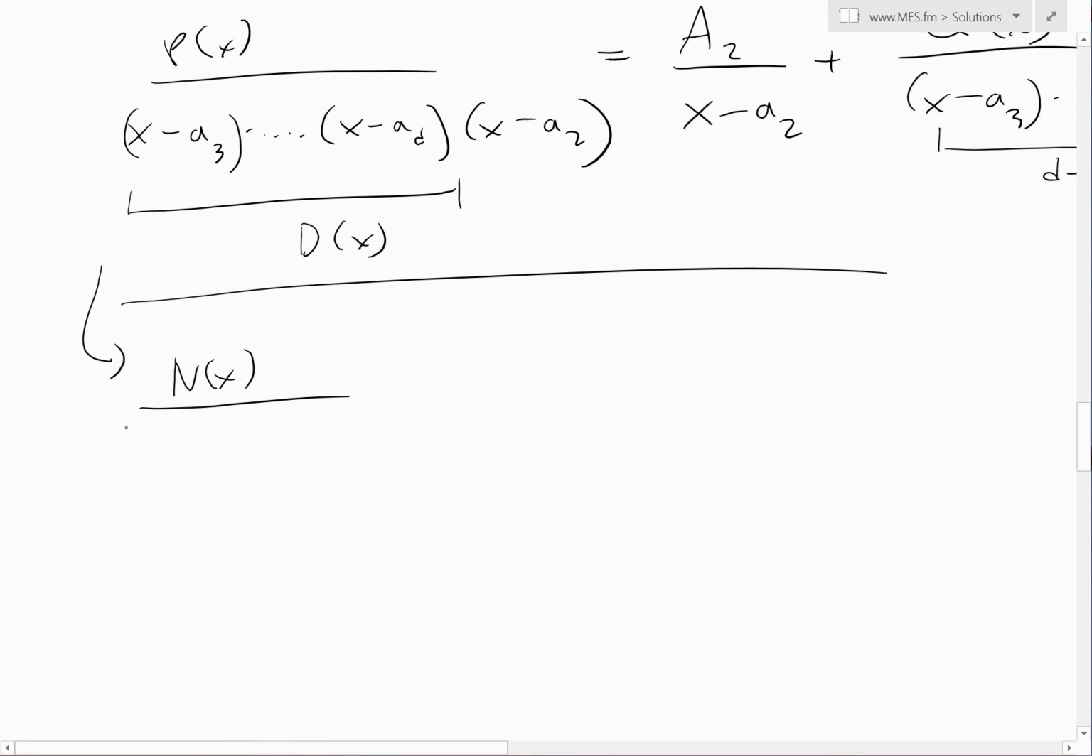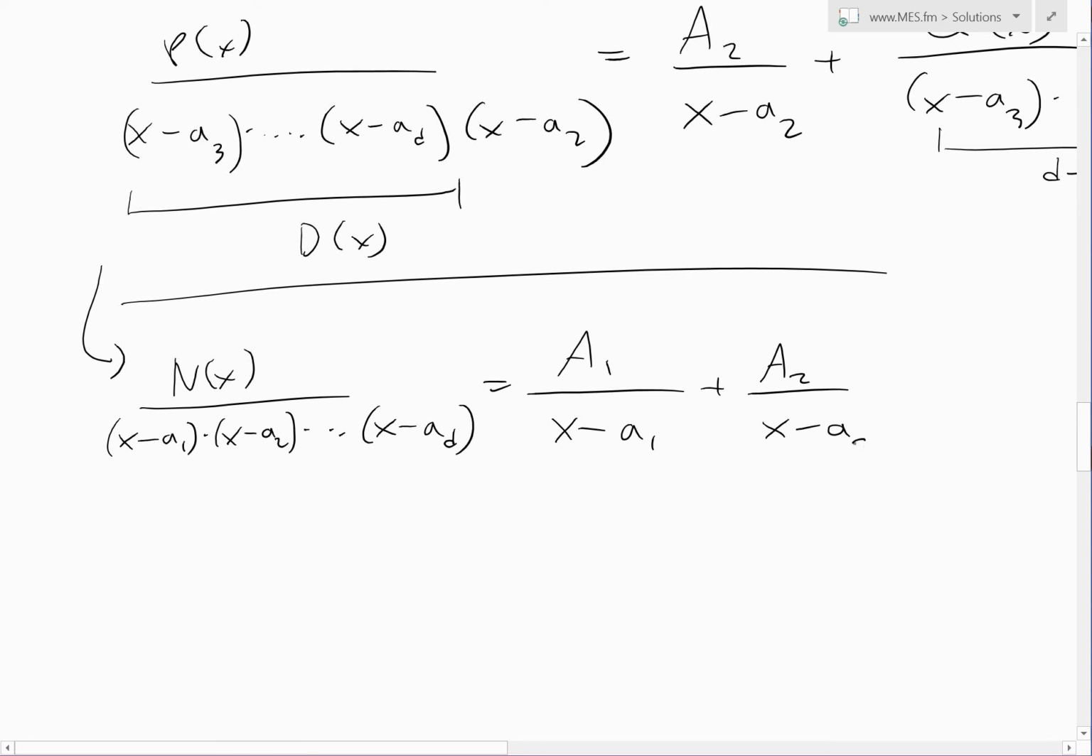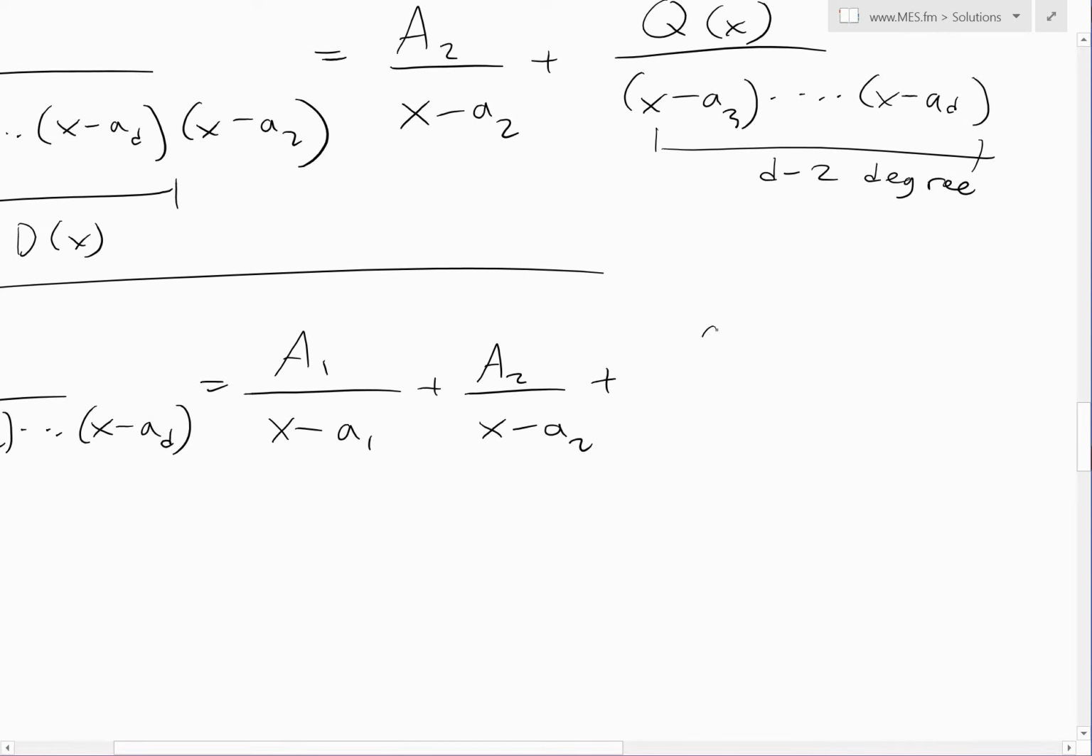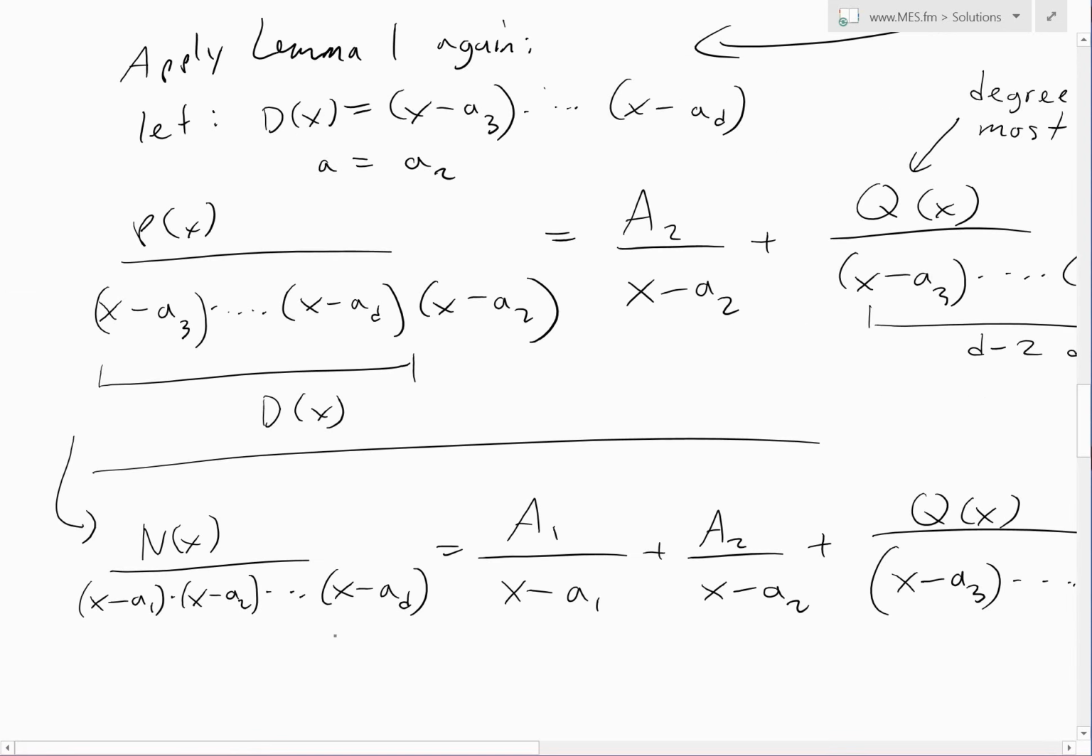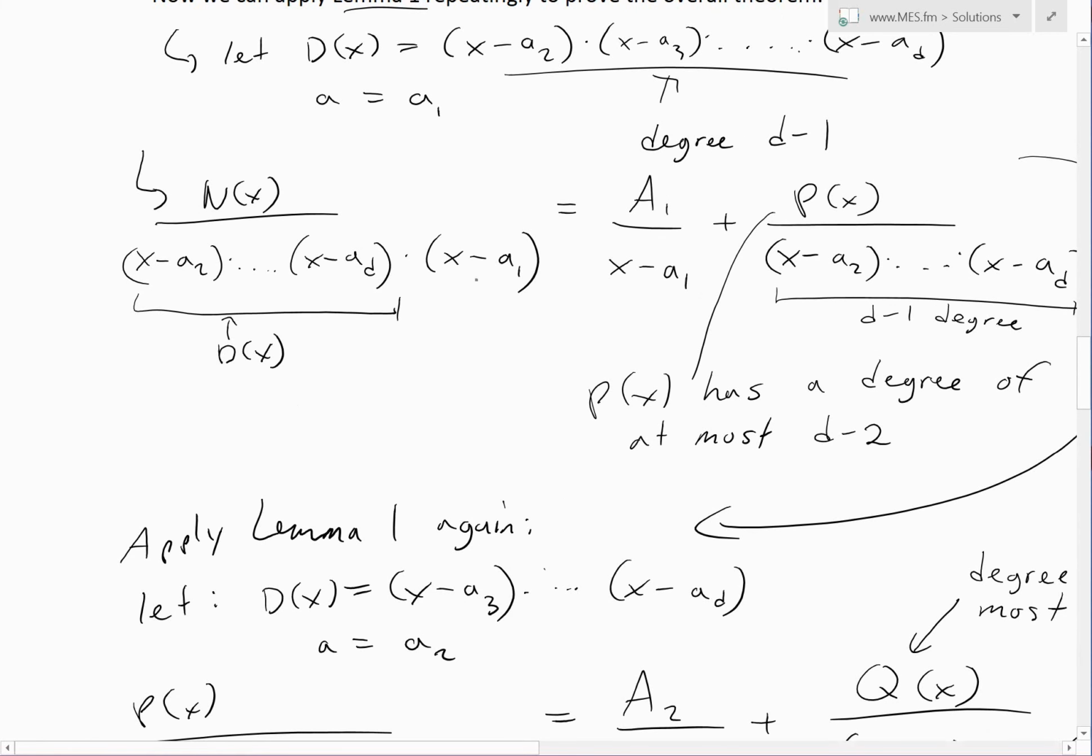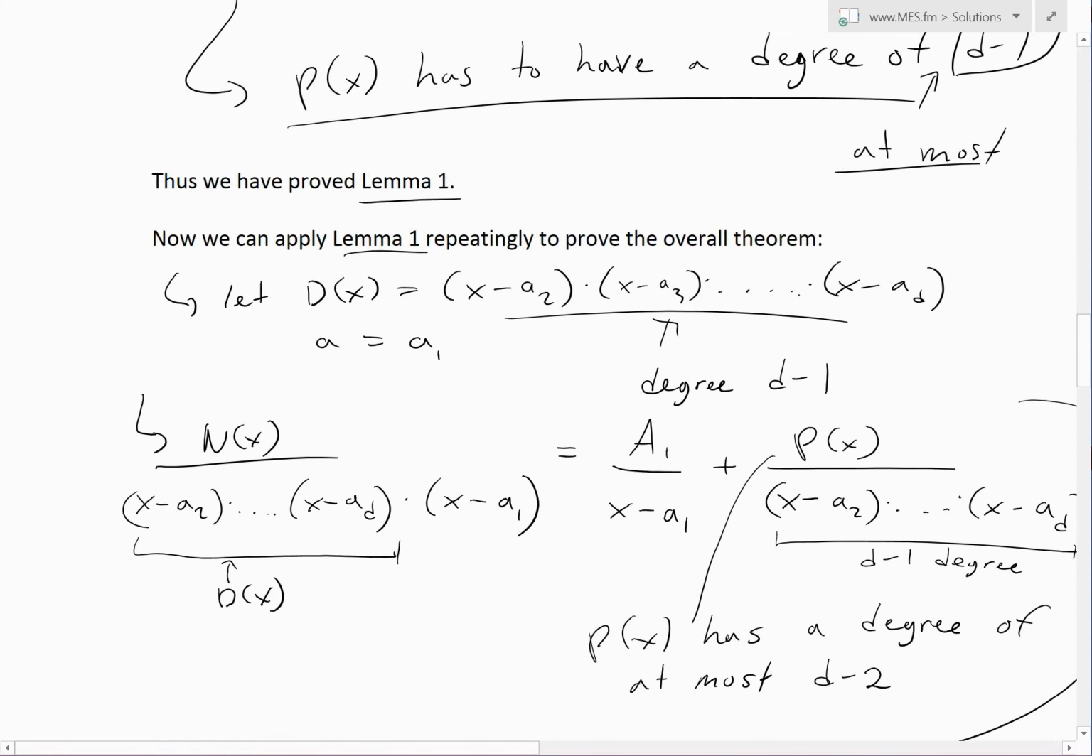And now what we'll get is x minus a1 times x minus a2, etc., all the way to x minus a d. This equals, so far, a1 over x minus a1 plus a2 over x minus a2 plus, and now we have this q of x over x minus a3 all the way to x minus a d. So this is basically what we have, and this bottom is just written differently from here. This is the same thing, as move this to the left, and we get exactly what we were dealing with.